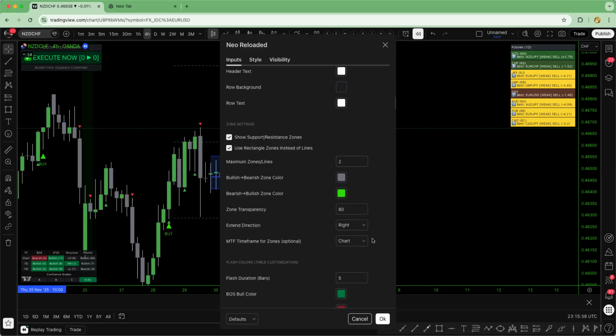My zone settings is set to 2. And then you have to make sure here you extend it to the right, because when it first is booted up, it will be on both. Change it to the right.